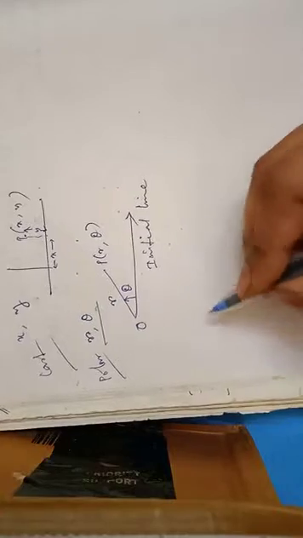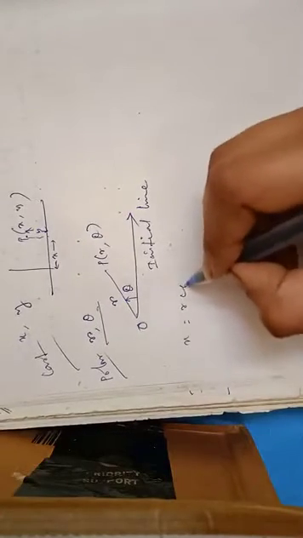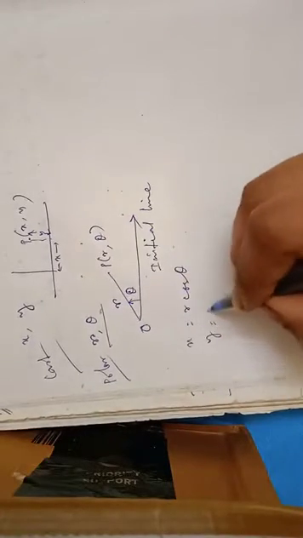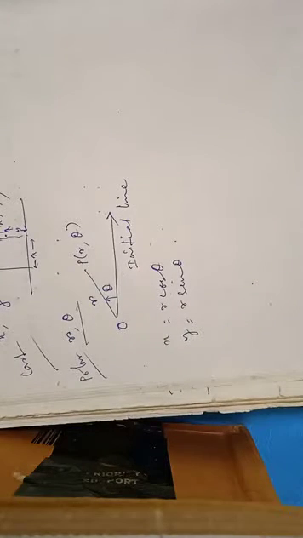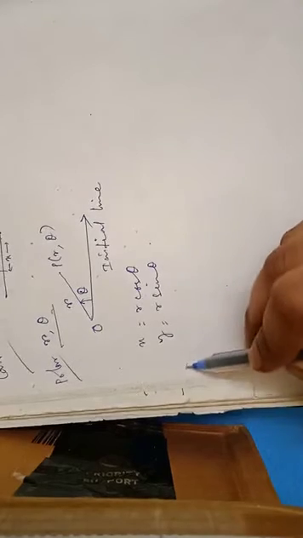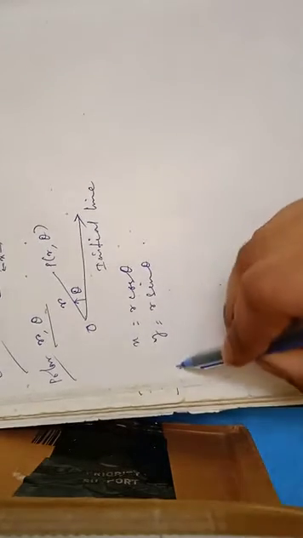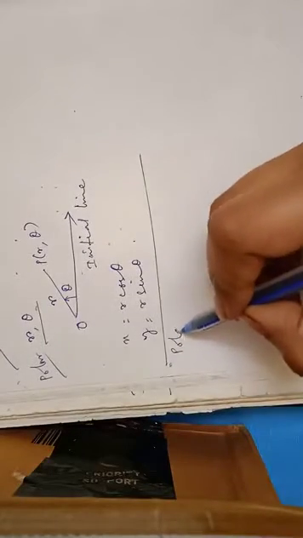What is the relation between them? x equals r cos theta and y equals r sin theta. Now using this r theta, we will represent a few standard equations of mathematics. First one is polar equation of a straight line.